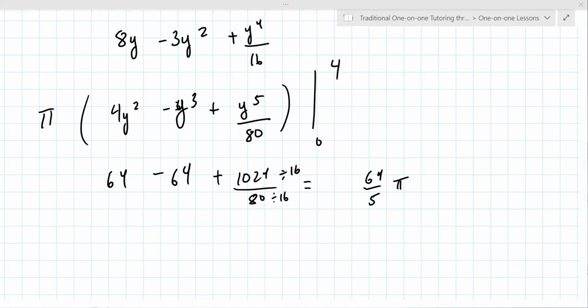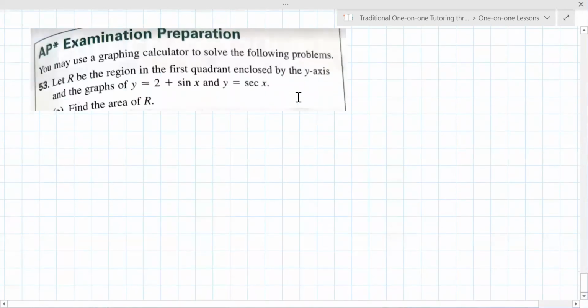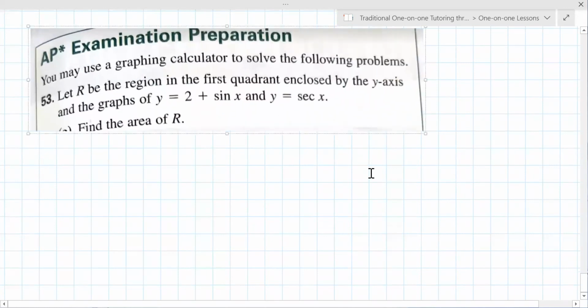All right, so 53. This one has 3 parts too. Let R be the region of the first quadrant enclosed by the y-axis and the graphs of y equals 2 plus sine x and y equals secant x. This would be tough to do by hand, so I will graph it. And it says just in the first quadrant.